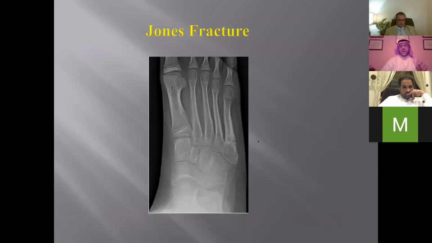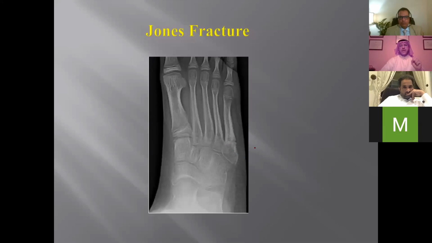Jones fracture, I brought it here, it's very, very important because you have to differentiate between Jones fracture and Pseudo Jones fracture, because it's different management. It's very important to know about it. And it's very common, not the Jones fracture, but the Pseudo Jones fracture. But once you see the Jones fracture, it's very, very important management-wise.